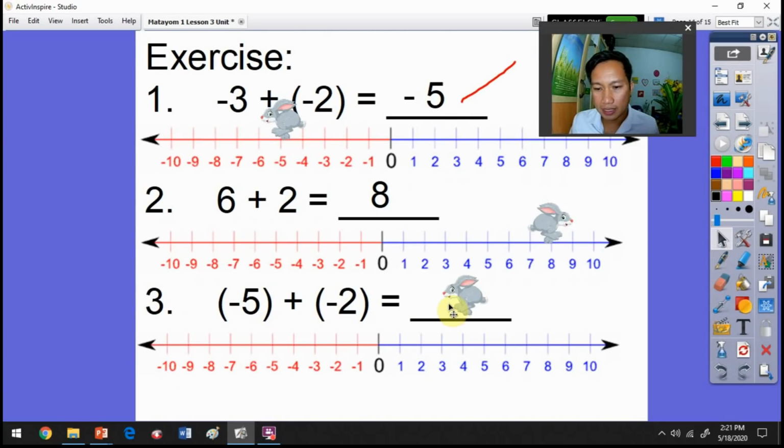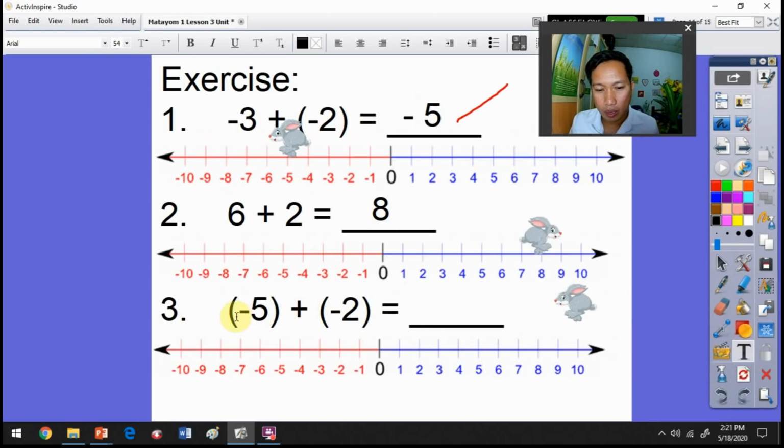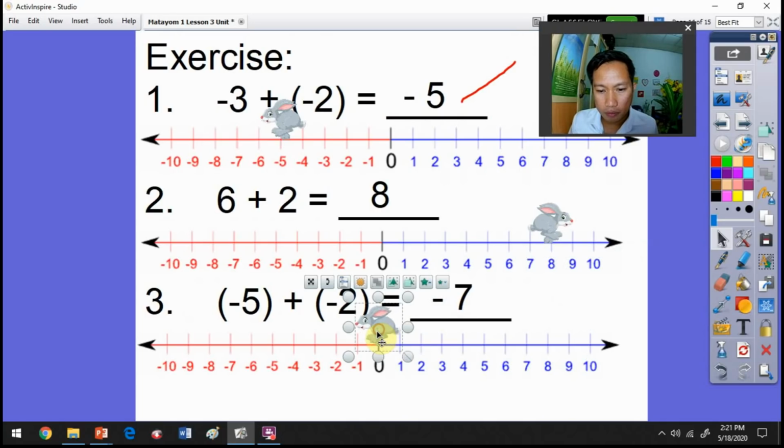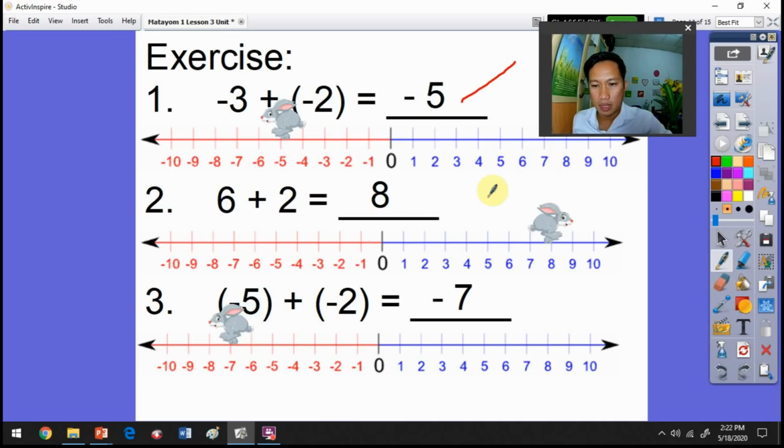Let's look at our last example or exercise for today. We have negative 5 plus negative 2 is negative. 5 plus 2, 7. Let's check with our hopping bunny. We move 5 times to the left. 1, 2, 3, 4, 5. Negative 5. And we hop 2 more times to the left. 1, 2. And we end up with the correct answer, negative 7. Very good.